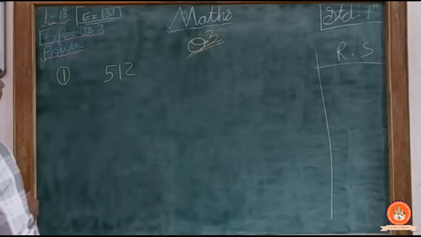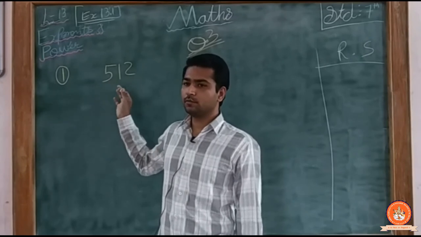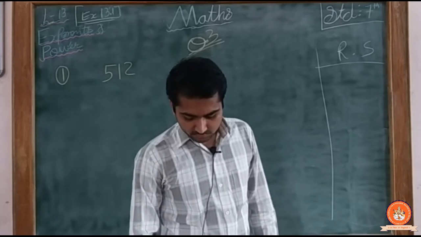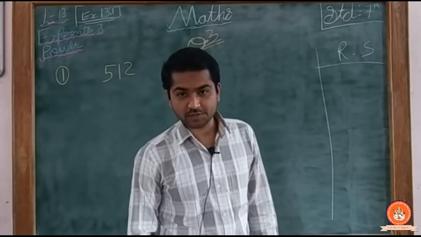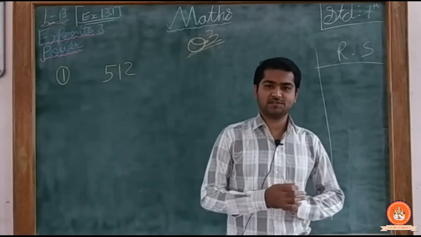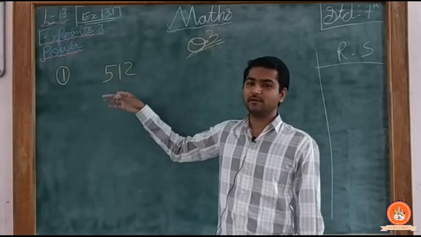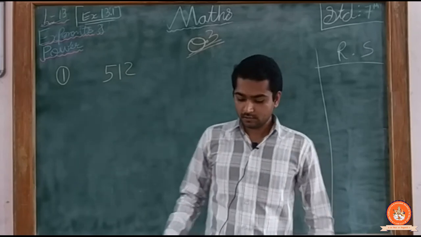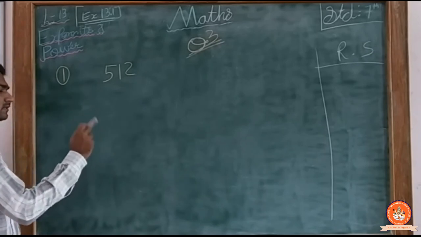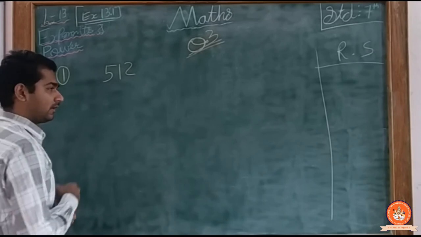Question number 3, the first question: I have written 512 on the board. Now what do we have to do for this number? Let's read the question. Express each of the following numbers using exponential notation. Here we have studied what exponential is. So this is my number and we have to convert it into exponential form. So how will we do it? We know that there is one base and one exponent, so we have to convert it like that.